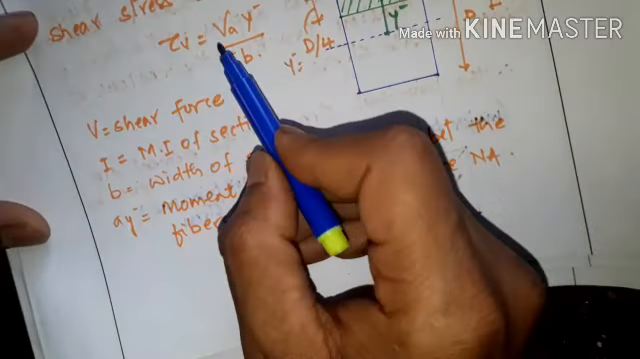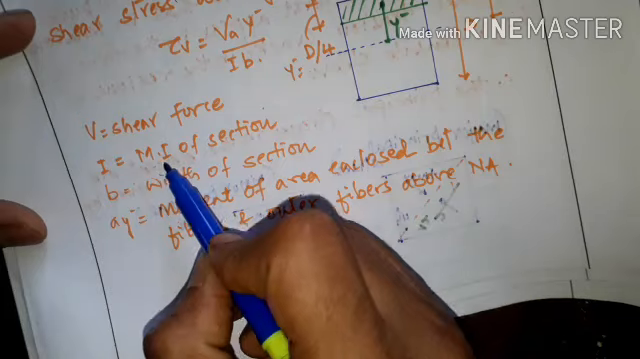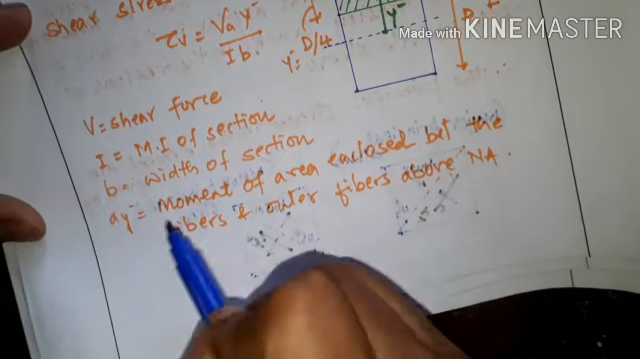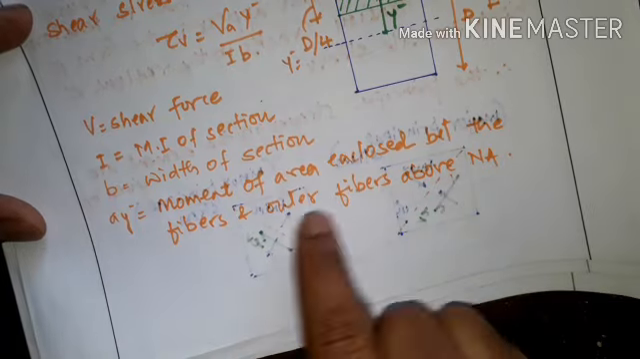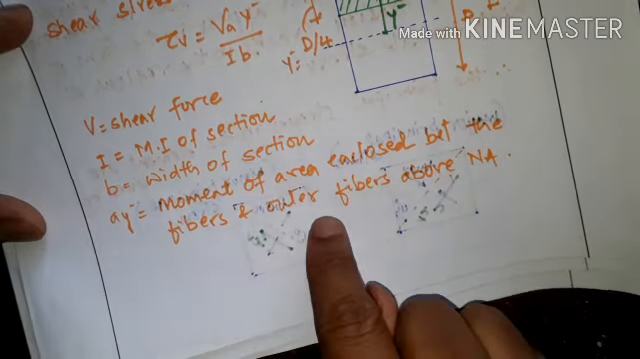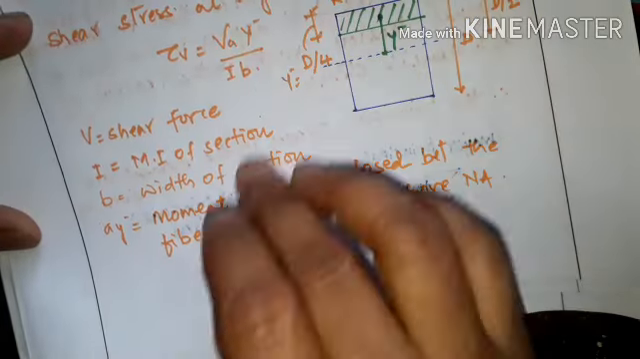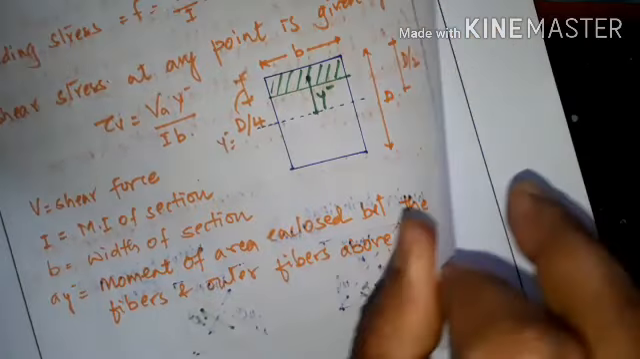Therefore, in the given equation, V is shear force, I is moment of inertia of the section, B is width of the section, and A y bar is the moment of area enclosed between the fibers and the outer fiber above the neutral axis. I'll explain later how to get the shear stress of a rectangular section. Okay, now let's move ahead.